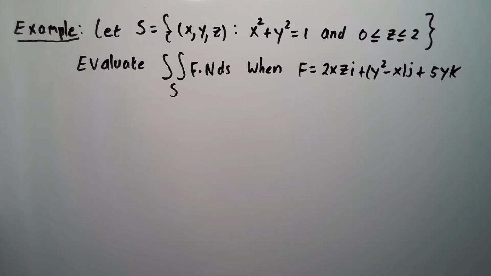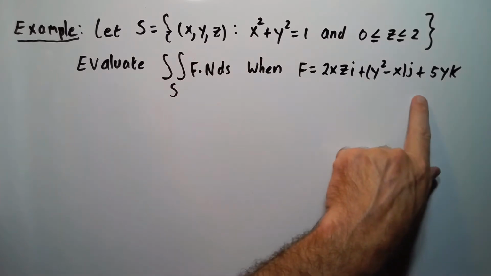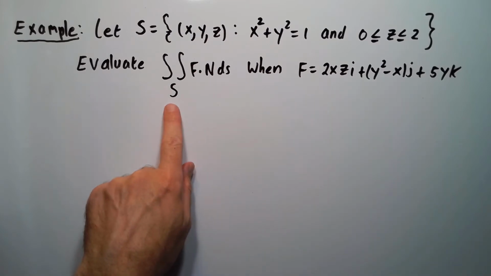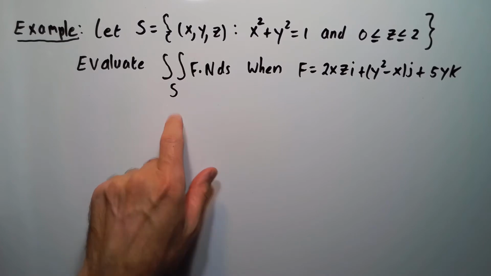Okay, so let's do an example. Here we have S, the surface defined by x squared plus y squared equals 1, and z gets the range between 0 and 2. So we have to evaluate the double integral, the surface integral over the vector field F, where my F is this guy here. Another way of reading this is the flux of F across S.